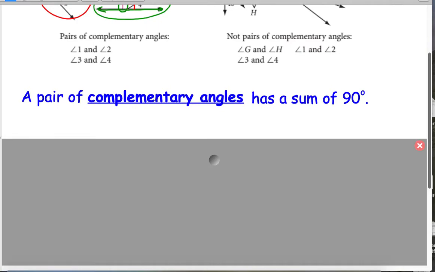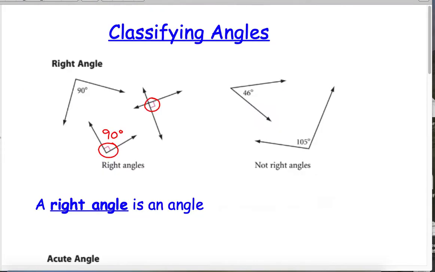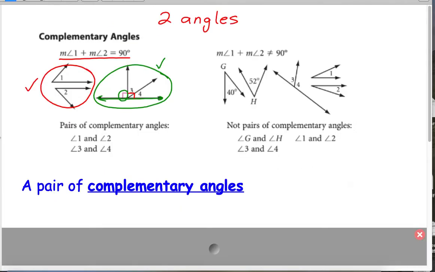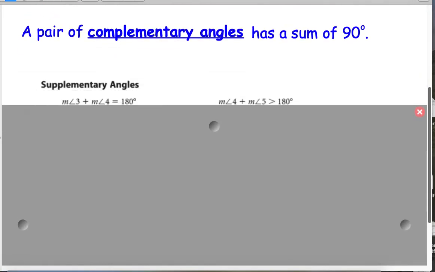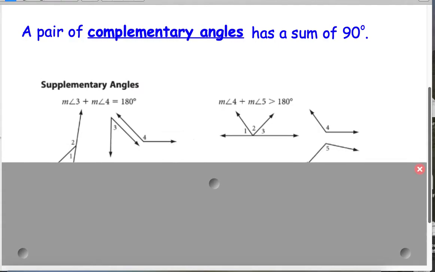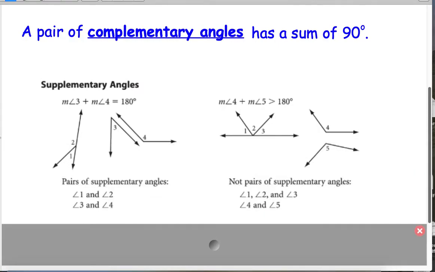And I really can't stress enough that we're talking about a pair of angles here. In the other terms, acute, right, obtuse, straight, we're talking about one single angle and having a name for that. But now we're talking about two angles. So two angles together, if they add up to 90, are complementary. On the other hand, if two angles add up to 180 degrees, then they're called supplementary.